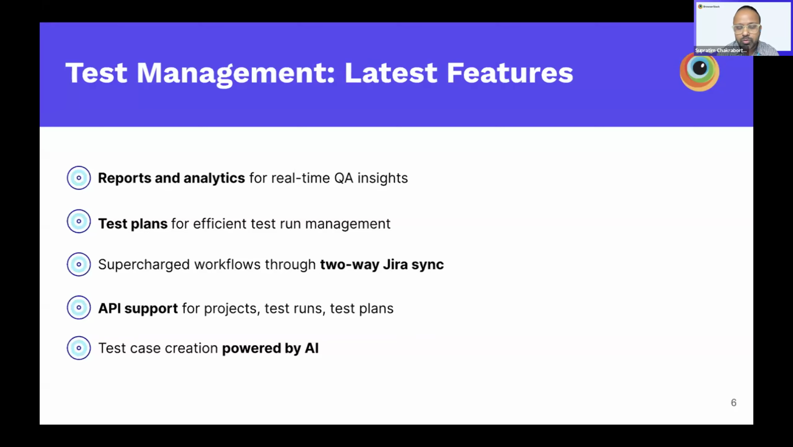We have a powerful two-way integration with Jira, and we have some exciting features built there also, which we'll be showcasing. We have rolled out the first version of our API support, which is for projects. And lastly, we have also integrated AI into our test case creation process, which we will be showcasing. This was just a very high-level overview of some of the key features which we have launched.